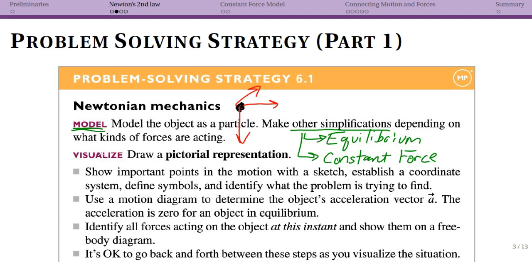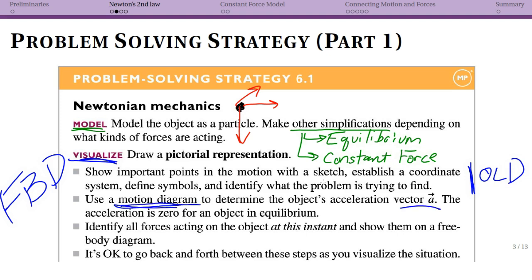So next, visualize. This is your free body diagram, and this is again so important. You also want to be doing something other than a free body diagram if you're dealing especially with motion. You probably want to do a sketch in general to make sure that you understand what the situation is. So you do your sketch, you establish your coordinate system, you define your symbols, you identify what the problem is trying to find. This is all old, right? This is things that you've theoretically been doing since chapter 1. So this is old.